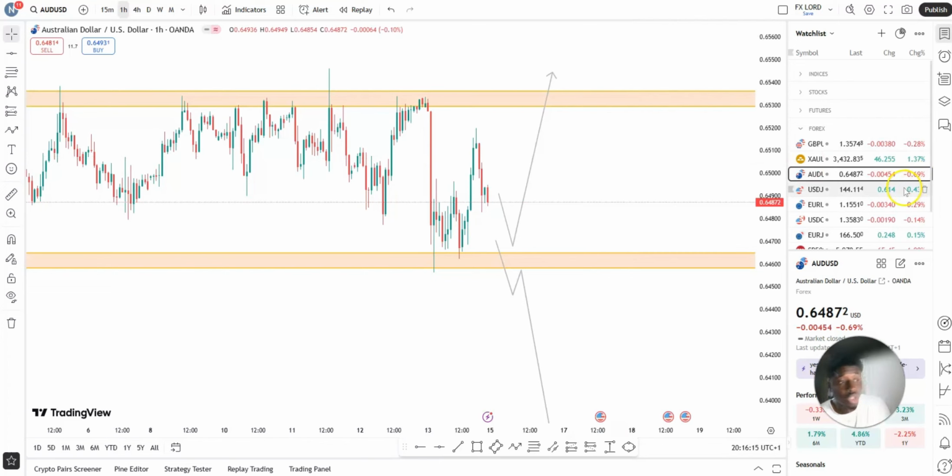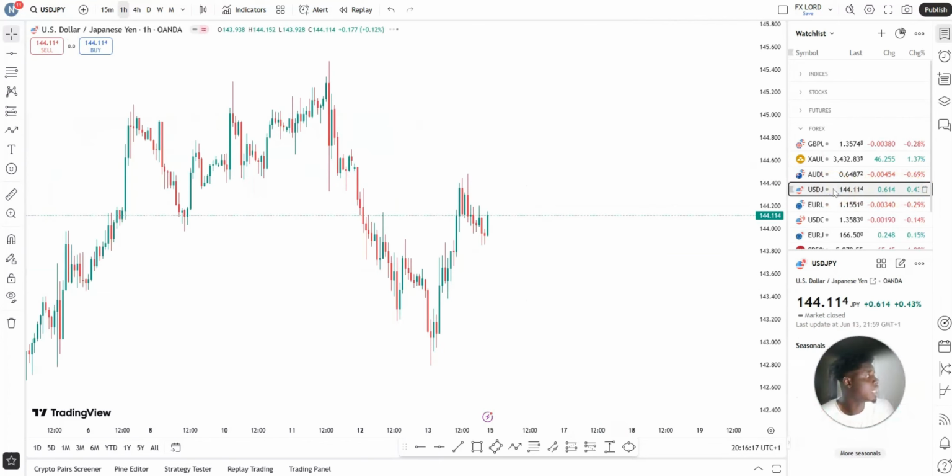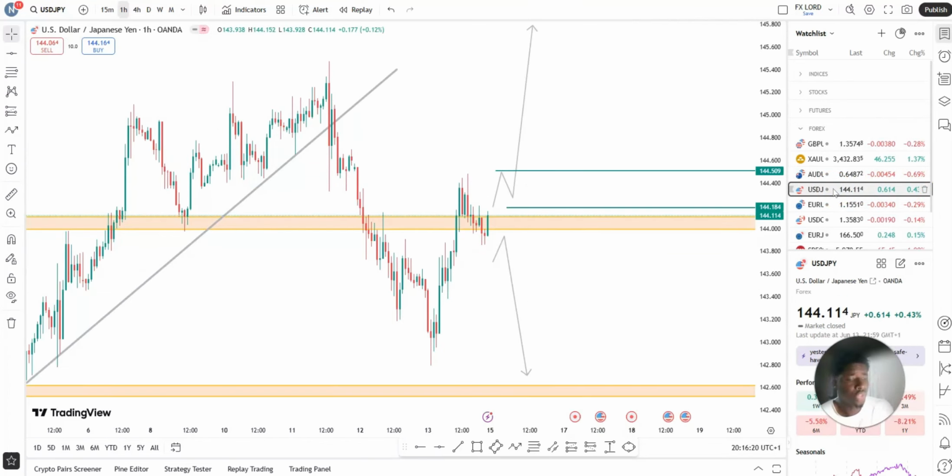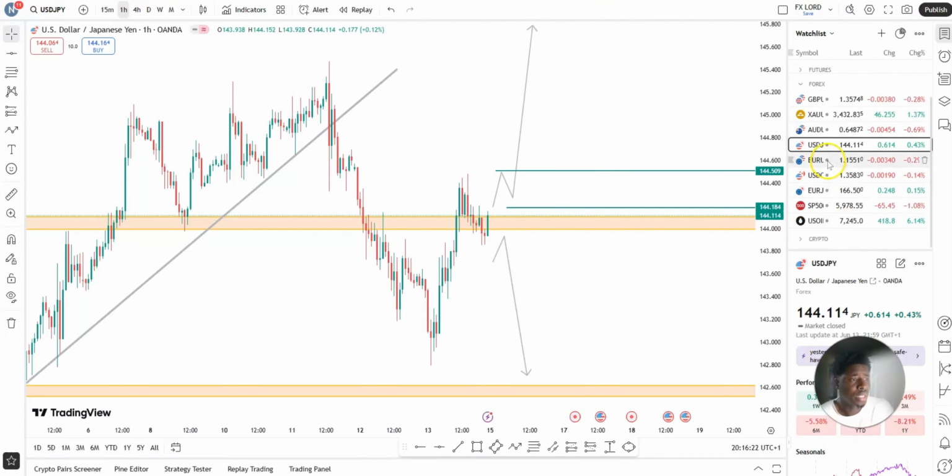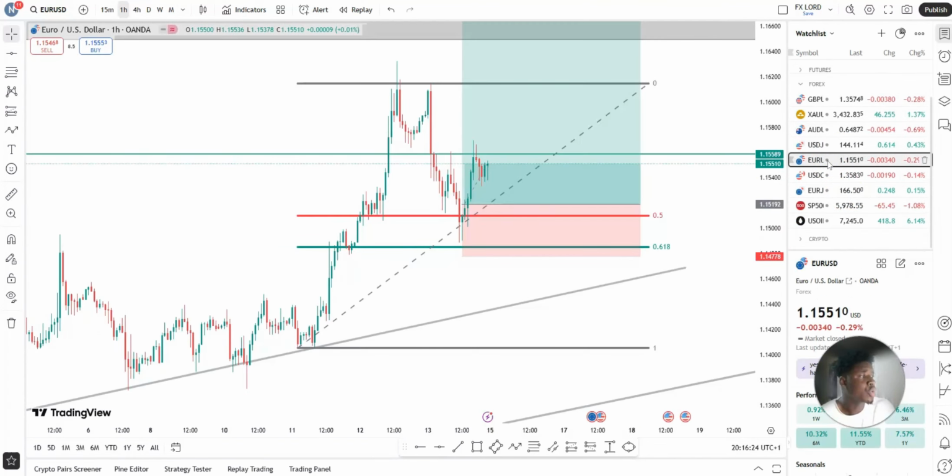So moving on to the next pair, let's look at USD JPY. Okay, we've talked about USD JPY. Let's look at another pair, Euro USD.